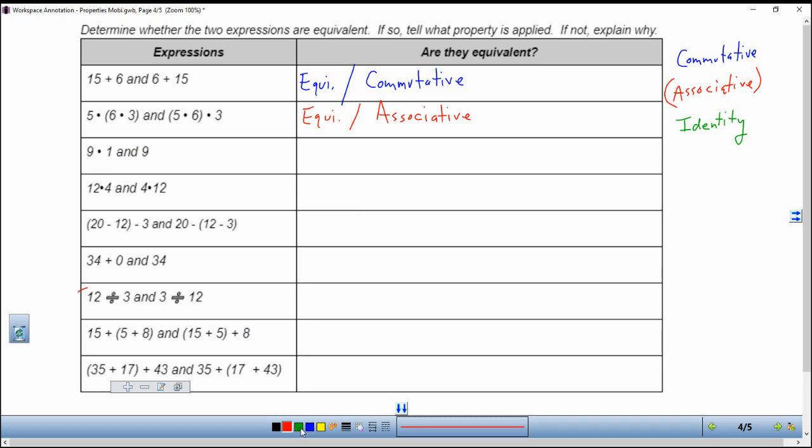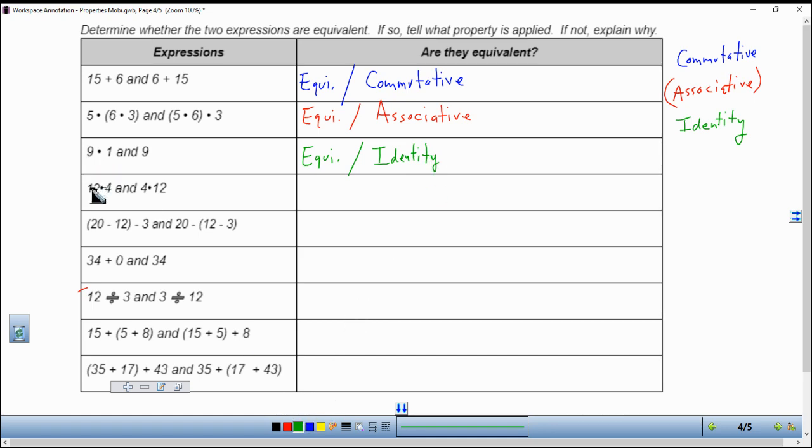All right, next one, it says 9 times 1 and 9. Well, when you multiply by 1, you don't change the value. You get the same number back. You get itself back, and that's the identity property. So these two expressions, although 9 isn't really an expression, those two are equivalent because of the identity property. All right, let's try the next one.